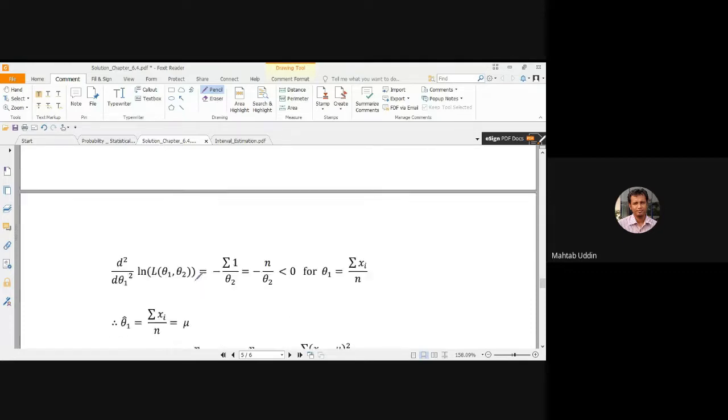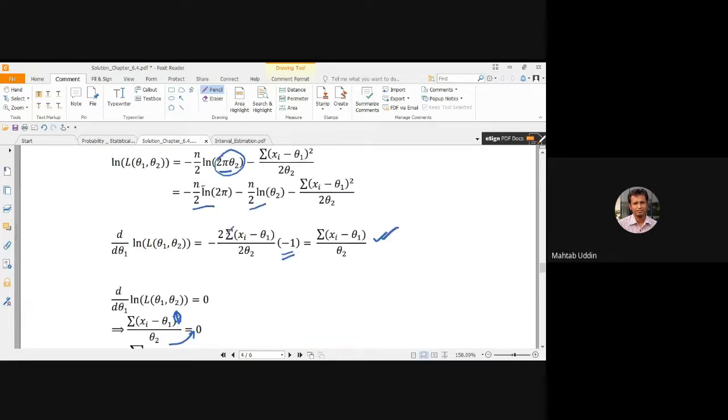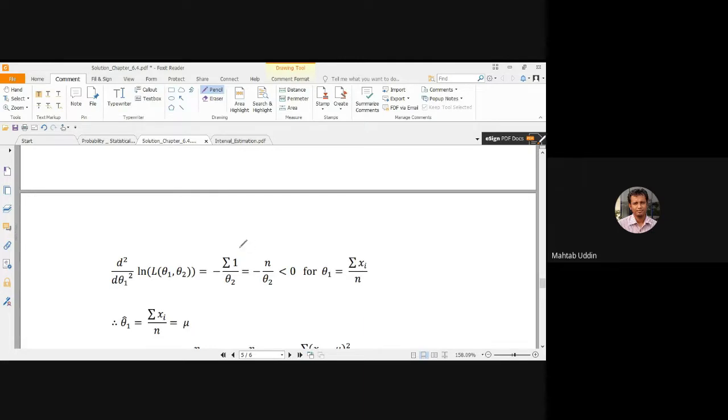Then you can do the second derivative. If you can see there is only theta 1. If you differentiate this, xi will be 0. So minus theta, if you differentiate with theta 1, it will be minus 1. So this is the second derivative, minus 1. N times 1 is equal to n, right?